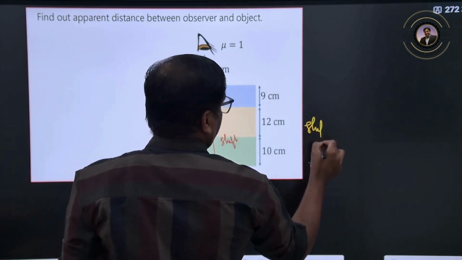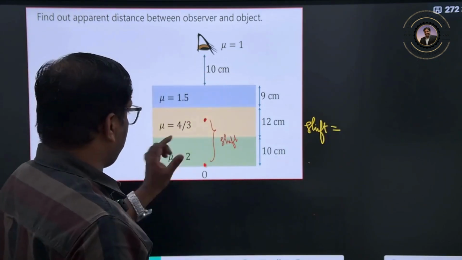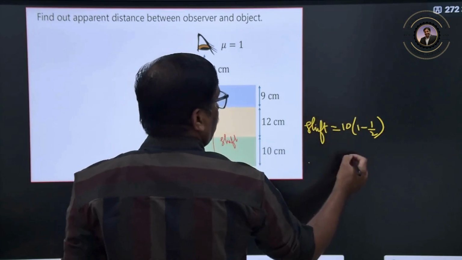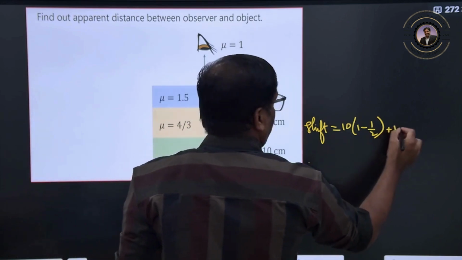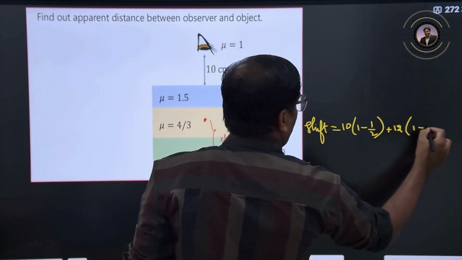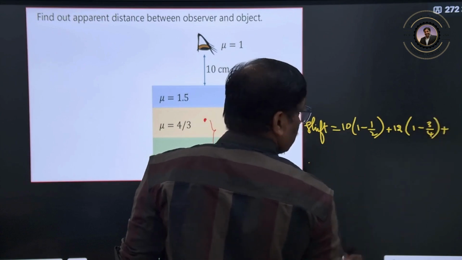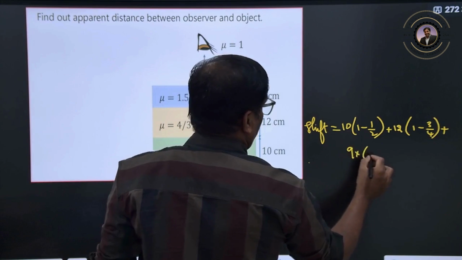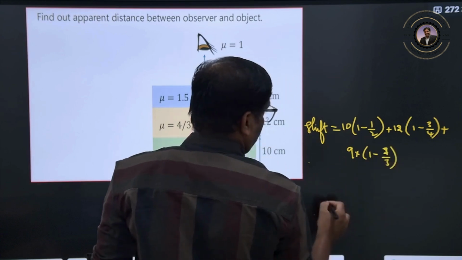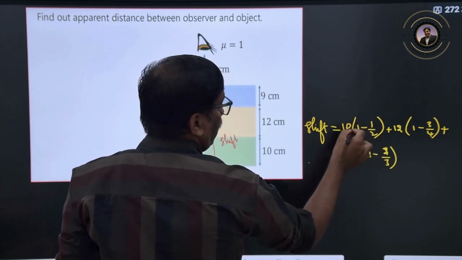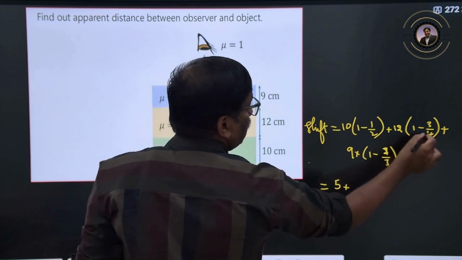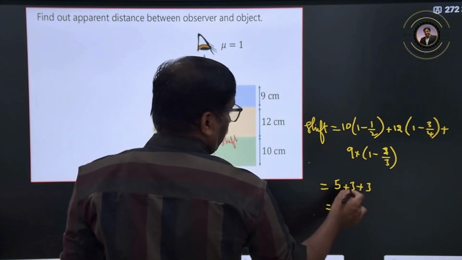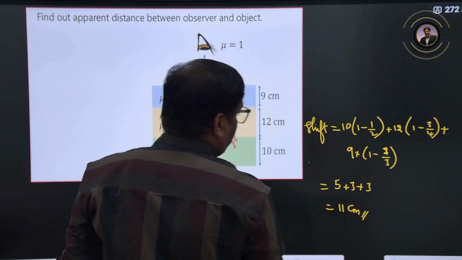So the total shift you can rewrite as the shift due to this one, which is given as 10 centimeter into 1 minus 1 by 2. You know the shift formula, clear? Plus due to this one, 12 into 1 minus 3 by 4. Plus due to this one, 9 into 1 minus 2 by 3. So 1 by 2 means 5, plus 1 by 4 means 3, plus 1 by 3 means 3. So 11 centimeter will be your total shift.